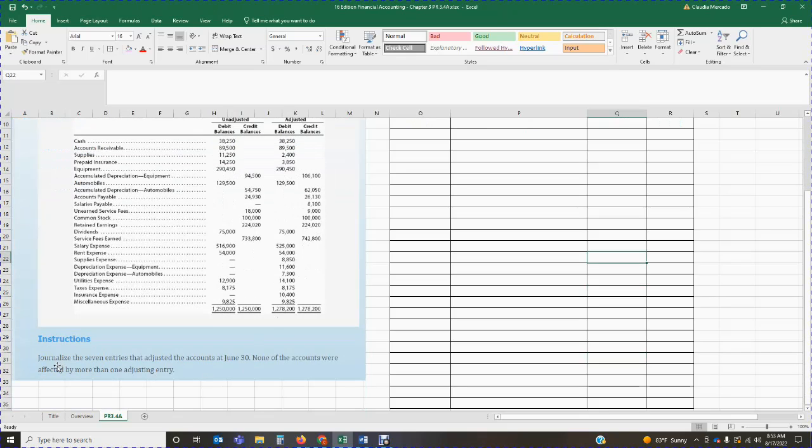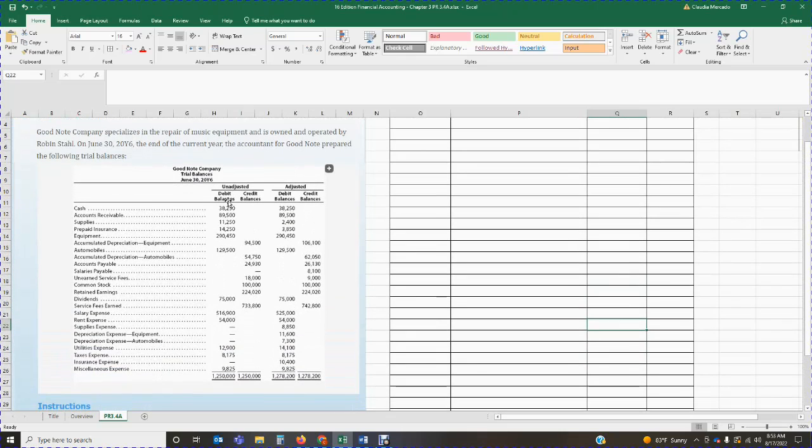Okay, so we are being asked to journalize the 7 entries that adjusted the accounts at June the 30th. None of the accounts were affected by more than one adjusting entry. So we're going to have to review the trial balance, analyze it, and figure out what adjustments occurred that we have to record on our books. Remember, unless we record that adjusting entry in our general journal, nothing happens. We have to record it in our journal, and then from a journal it gets transferred over to our specific ledgers. Okay, so it's very important that we journalize all of our adjusting entries.